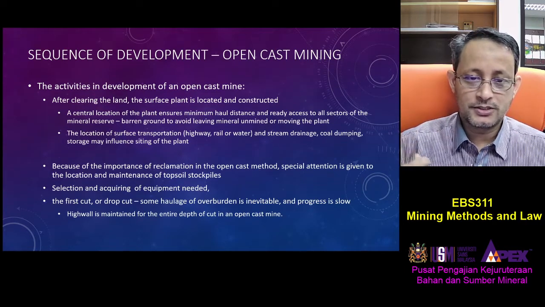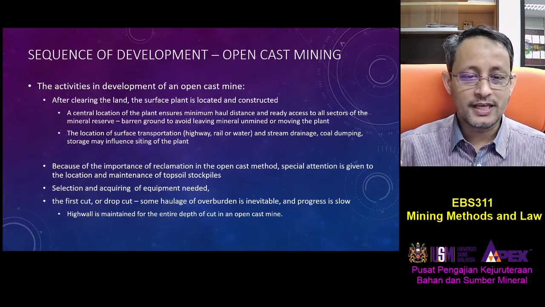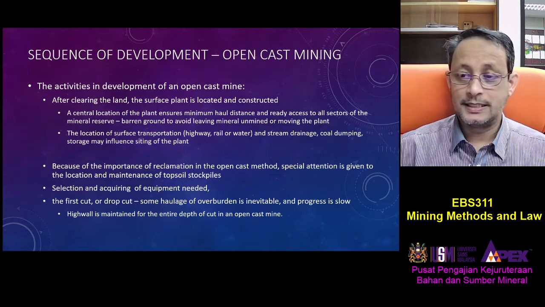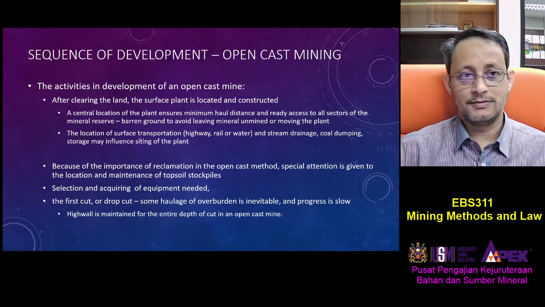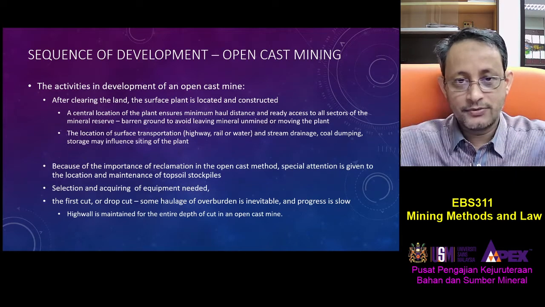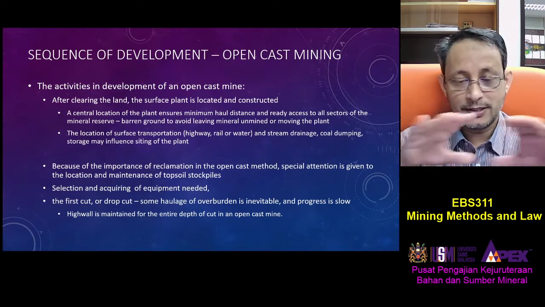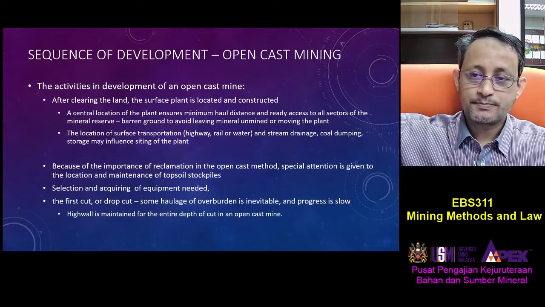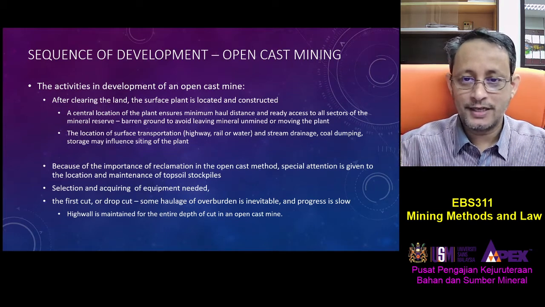And because of the importance of reclamation in the open cast method, special attention should be given to the location and maintenance of topsoil stockpiles. That has to be clearly done as well. So selection and acquiring of equipment is needed. So you can see the sequence there. First, you remove the top layer, which is all the vegetation and surface plants. And then after you have removed that, you have to locate where you want to put your plant. Don't put your plant near the area you want to excavate, which is a problem.